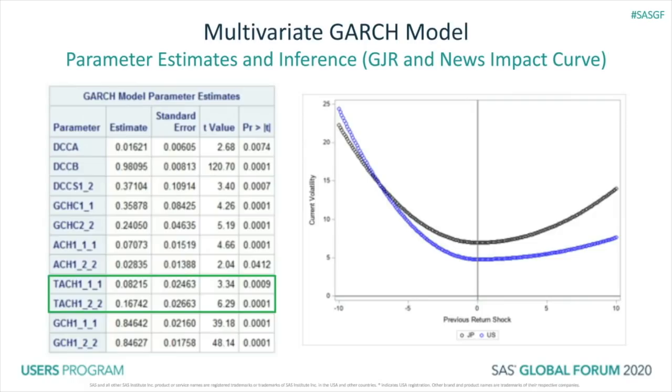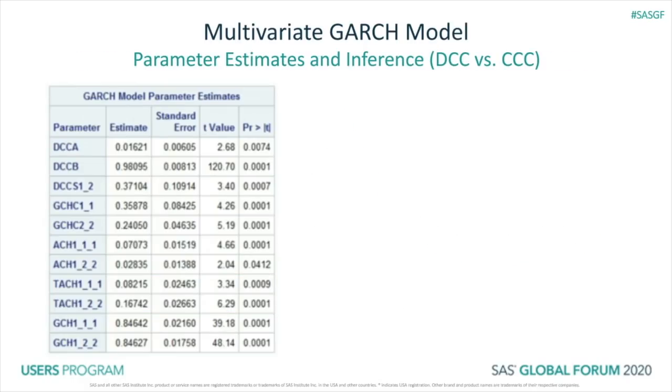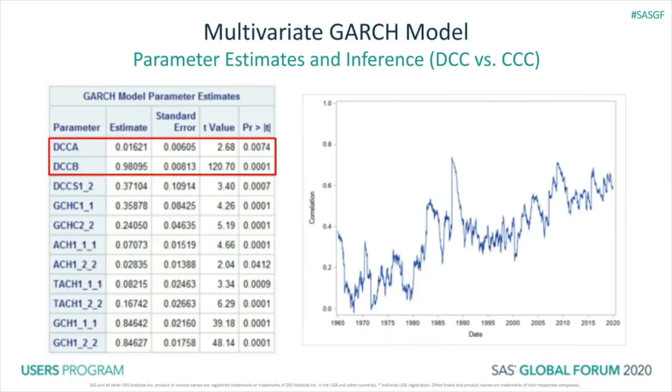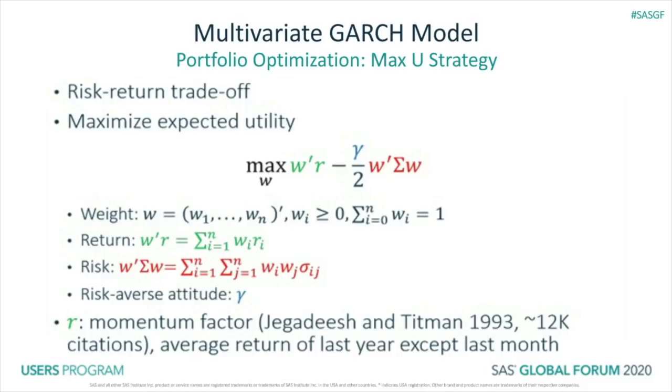Now let's see the other parameters. It's about the dynamic conditional correlation versus the constant conditional correlation. We can see DCCA and DCCB in the red box. They are both significant, and in the plot we can see that the correlation does change over time. So we chose the right model, but how do we use it? Why does it matter? We use the example of portfolio optimization.